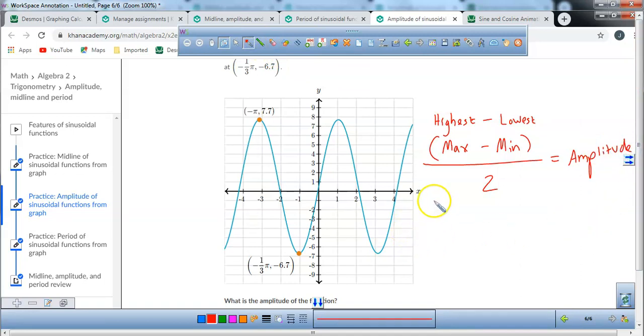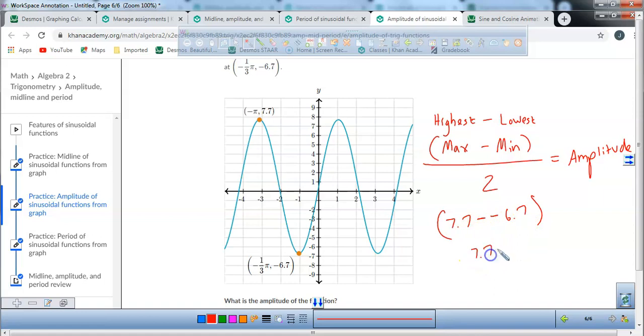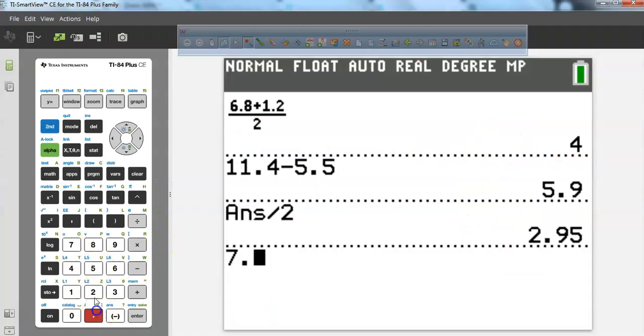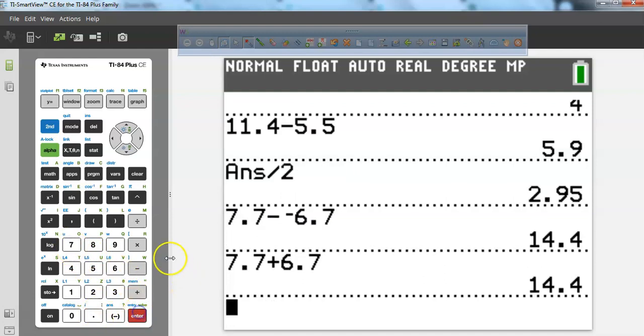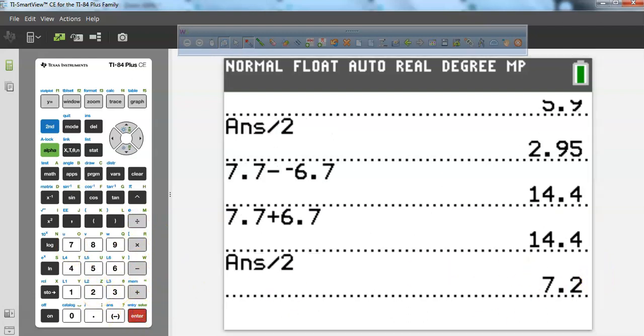All right, so here we go. What is our maximum? 7.7. We're going to take away this negative 6.7. Now remember, a negative times a negative is a positive, so that kind of tells us our gap right there. Then we're going to take that and divide it by 2. So we're just going to take 7.7 minus a negative 6.7. That's the same as saying 7.7 plus 6.7. Then we're just going to divide it by 2. And look what we get, 7.2.